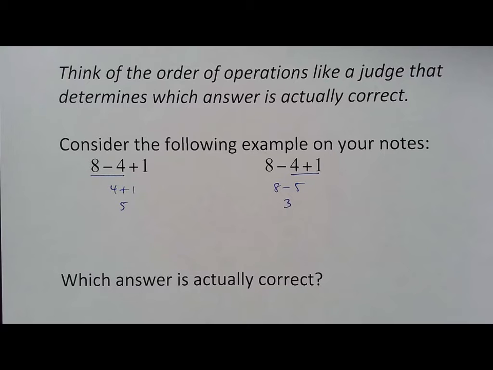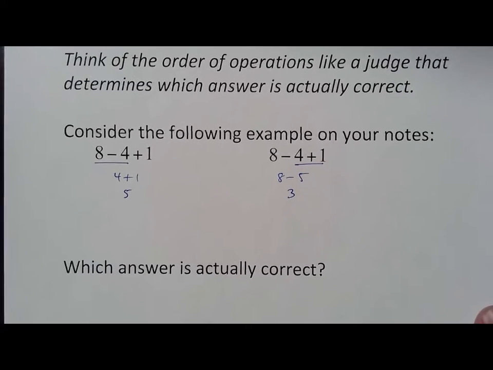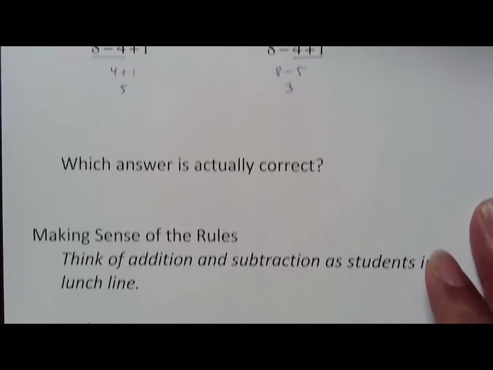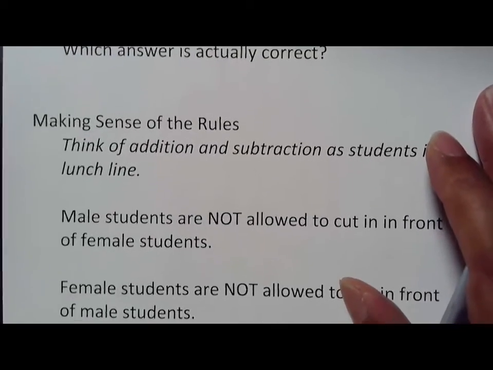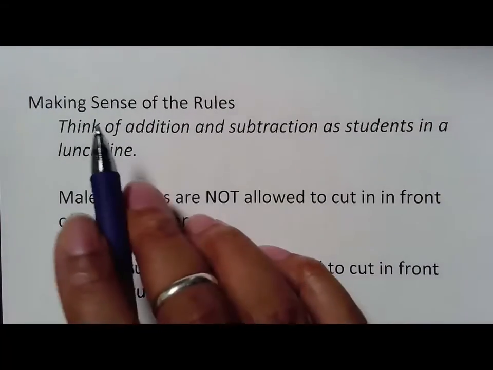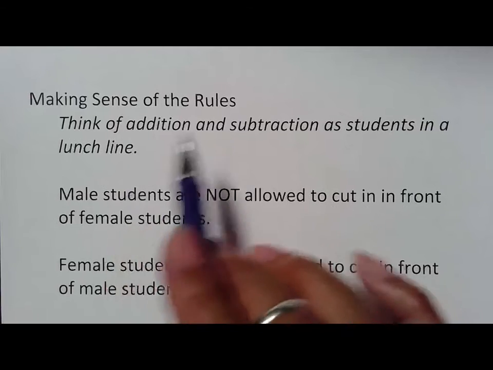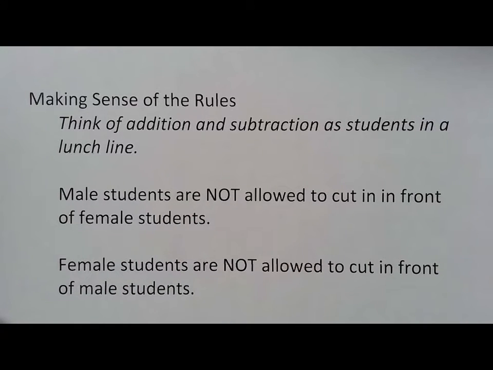That's where the order of operations comes in, because we need to figure out which one's actually correct so that we know which one we're supposed to do. So in order to make sense of the rules, think of addition and subtraction as students in a lunch line. And again, yes, I'm telling stupid stories, but it helps you to at least understand what's going on. And if you get this right now, you'll have no issue with the order of operations, or at least mostly no issue.